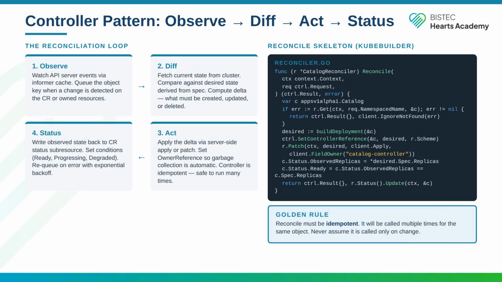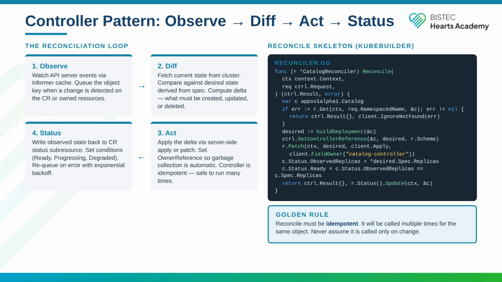The controller loop is simple in concept, but has specific correctness requirements that trip teams up in production. In the observe phase, the controller watches the Kubernetes API via an informer cache. When a catalog custom resource changes, or when a deployment owned by that resource changes, the object key is enqueued for reconciliation. The informer uses list watch, not polling, so it is efficient by design. One important property: the controller always works from the local cache, not live API state. The cache is eventually consistent with etcd.